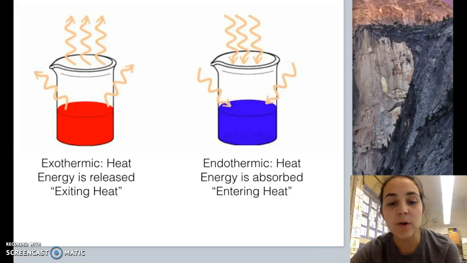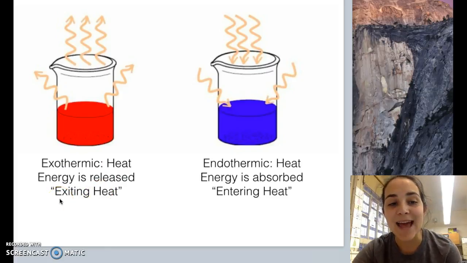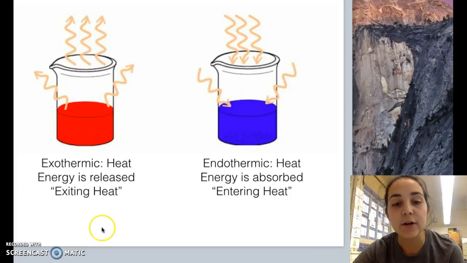The next words that we're going to talk about are exothermic and endothermic. You might remember these from last year. Pause the video for a moment to take down the definitions. Exothermic is heat energy being released. That means that the heat is exiting, like exothermic, exiting the container.